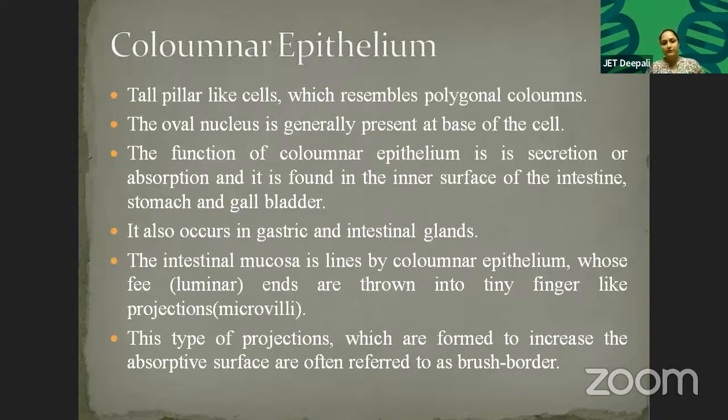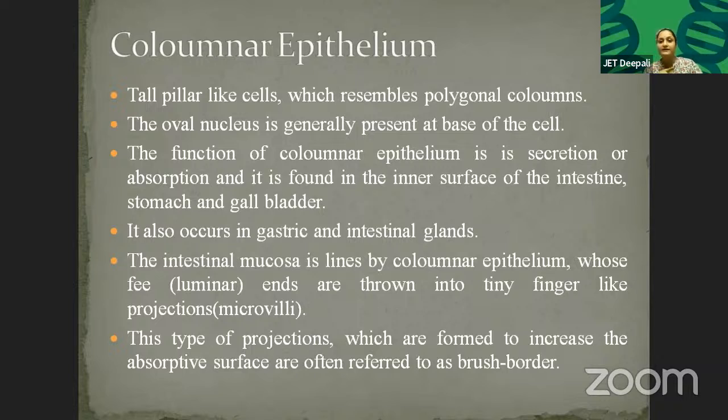Columnar epithelium. Now, column means columns are made up of bricks. If you are making a building, you will use bricks; you will make columns of the building with the help of bricks. Columnar epithelium means tall pillar-like cells which resemble polygonal columns. The oval nucleus is generally present at the base of the cell.